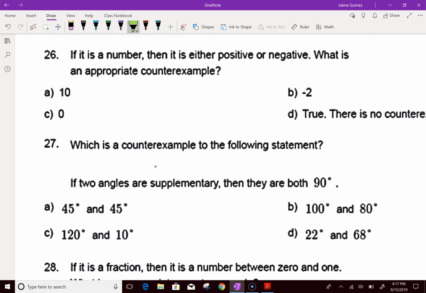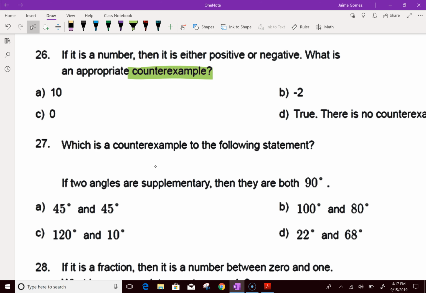Number 26 says to find a counterexample. So, if it's a number, then either positive or negative, what is an appropriate counterexample? So for us, in this question here, it says if I have a number, it has to be either positive or negative. 10, 0, negative 2, true. There is no counterexample.